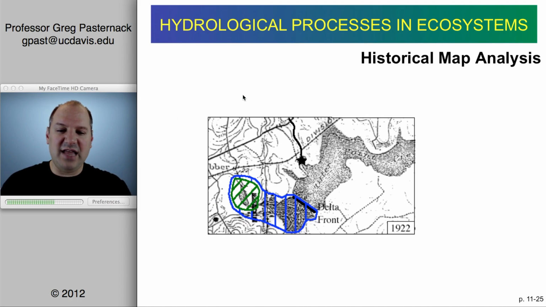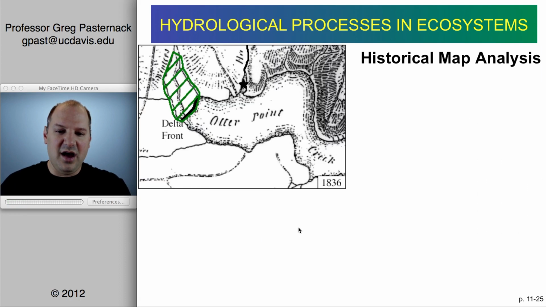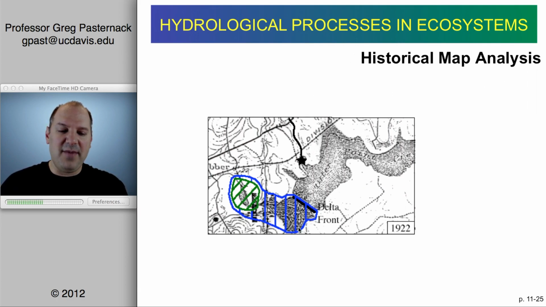Then we go to the next stage, 1922, and what you can see here is that that green area has been overwhelmed by a much larger zone. So if I go back from 1836 to 1922, we're talking about 90 years or so. And you can see that the wetland has grown substantially in that time. Like the delta here is prograding out. And the Haha Branch hasn't really changed yet.